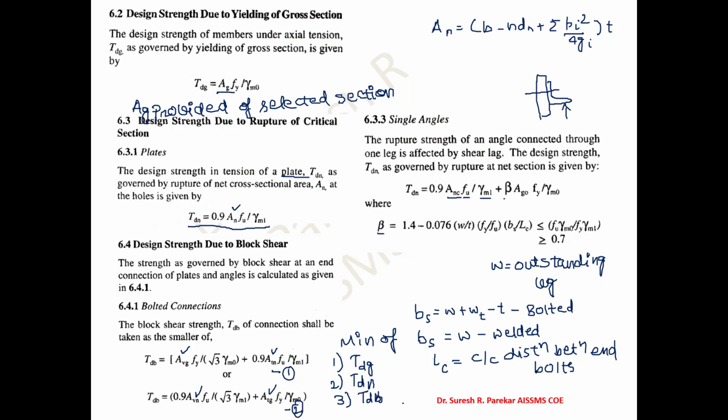This will give me the value of TD. This value of TD, which is the design tensile strength, should be greater than T, or Tu, you can say, the factored tensile force. So at a glance, you have these tension member details.